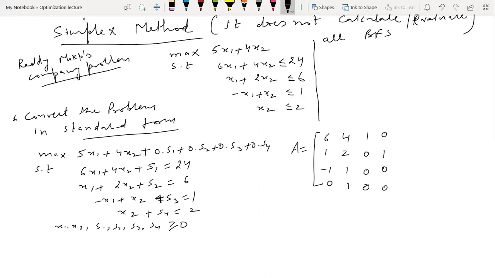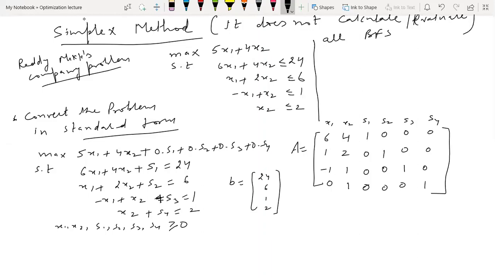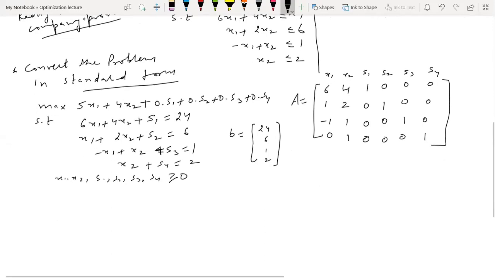You have to be very careful while writing this matrix, because sometimes students mix up the variables. So every column corresponds to one variable. This first column corresponds to x1, then x2, s1, s2. Similarly for s3, it is 0, 0, 1, 0, and then for s4 it is 0, 0, 0, 1. And what is my right hand side vector again? The B vector is 24, 6, 1, 2. This is the data that we input initially. You need not mention it when you are solving the problem by hand.